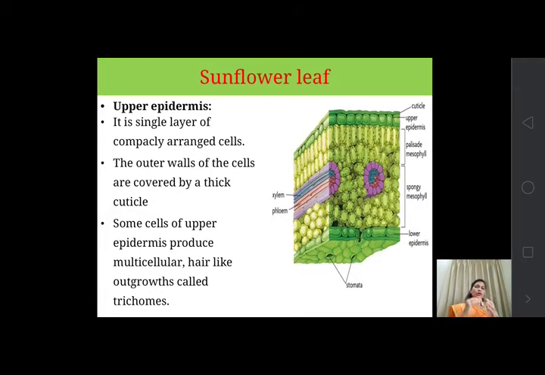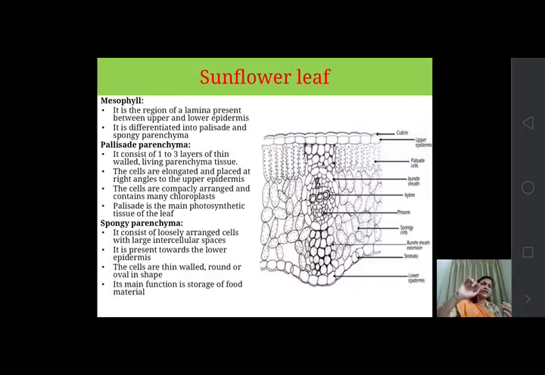Okay, so let's look at the inner tissues that are present inside the upper epidermis. Yes, these are the mesophyll tissues. These mesophyll tissues extend from the upper epidermis up to the lower epidermis, in between these two. Okay, this is the region where it is present in the leaf surface.